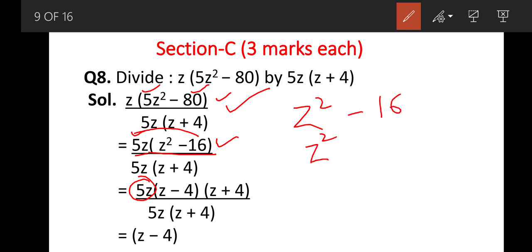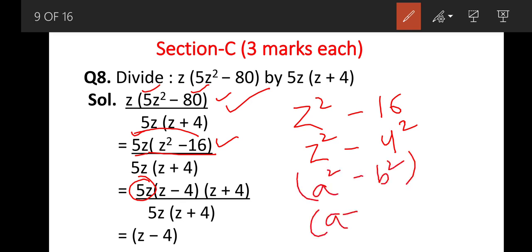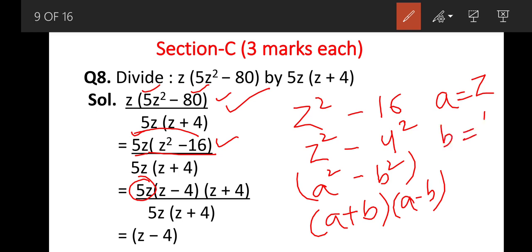Z square minus 16 can be written as z square minus 4 square. Now, again, we have the difference of 2 squares. So, can I apply identity number 3? Yes, we need to apply identity number 3, that is a square minus b square. A square minus b square, what is it equal to? A plus b, a minus b. And what is my a here? Z. What is my b here? 4.